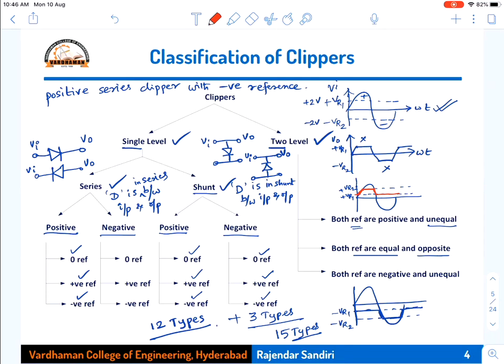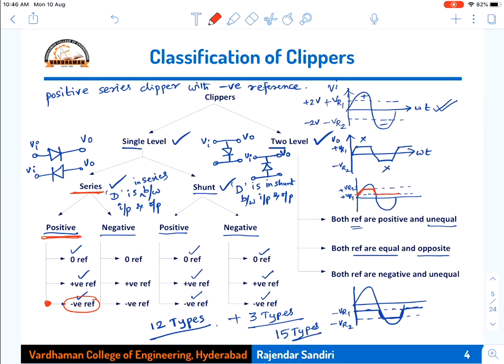Positive series clipper with negative reference. So series clipper is here, positive is here, negative reference is here. This is the type I am talking about. A series clipper means the diode should be connected between input and output, and negative reference means the reference is negative.